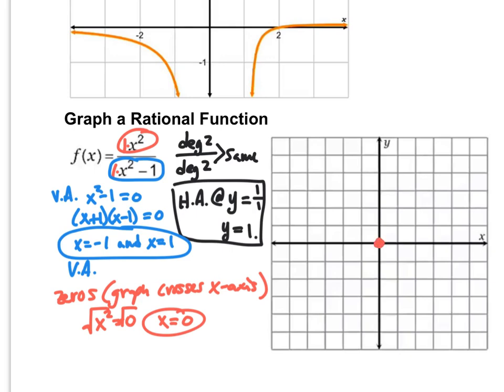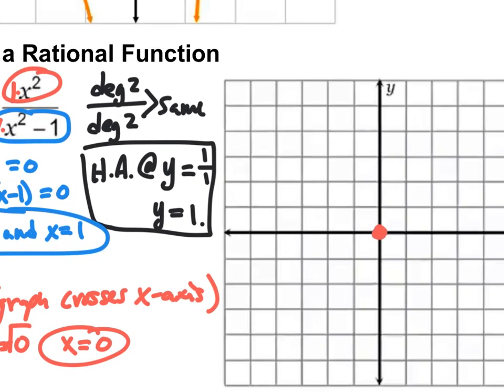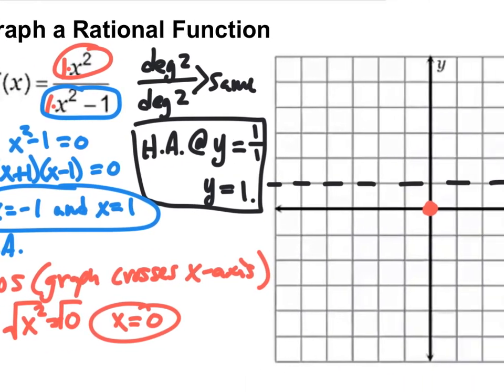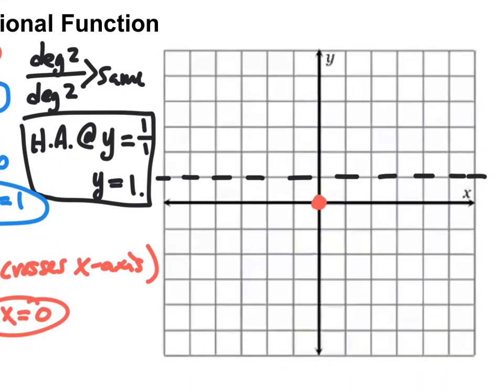That's where I'm going to plot the graph. This is an x value, so if I had gotten another number around here, I would have plotted that point somewhere along this x-axis. My horizontal asymptote is y equals 1, and I'm going to label that here with this dotted line. Then I'm going to label my vertical asymptotes at 1 and negative 1. Here's my vertical asymptote at 1, and here's my vertical asymptote at negative 1.